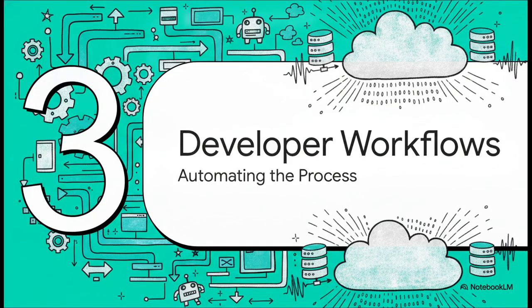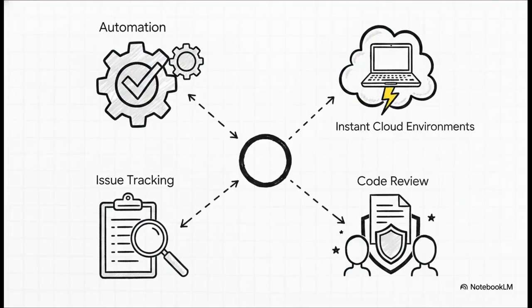Okay, let's pivot to part three, developer workflows, automating the process. So modern cloud computing platforms have evolved miles past just acting as a digital filing cabinet. They actually run the operational machinery behind software development. We're talking about a complete built-in suite of workflow features. You've got actions, which let you automate practically any workflow, like running tests the split second you upload new code. You have issues to plan and track your work, and structured code review to keep all those changes safe and sound. But honestly, the most amazing part might be Codespaces.